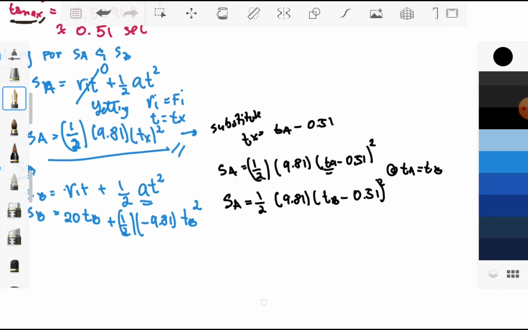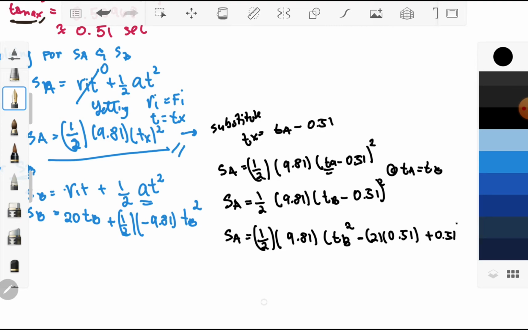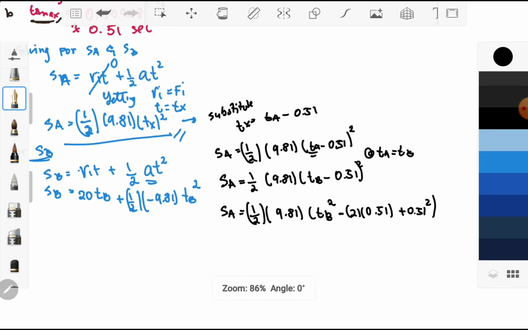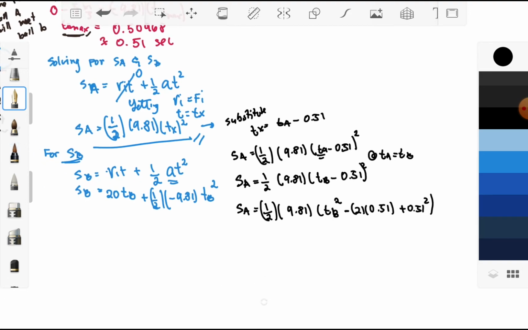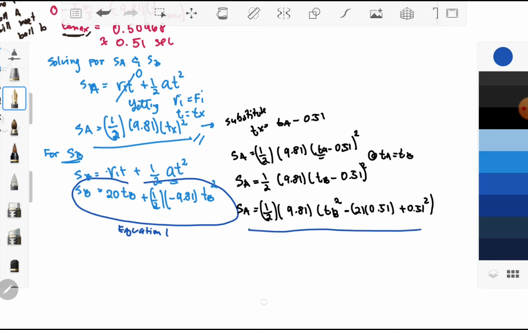So let's expand your SA. Your SA is just equal to 1/2 times 9.81 times (TB minus 0.51) squared, which is just equal to TB squared less 2 multiplied by 0.51 times TB, based on your special product, plus 0.51 squared. Okay. What would be our next solution? Letting this be my equation 1, and this will be my equation 2.